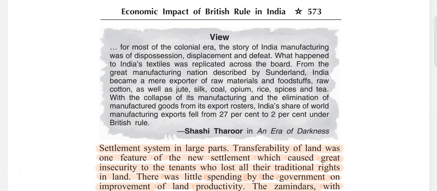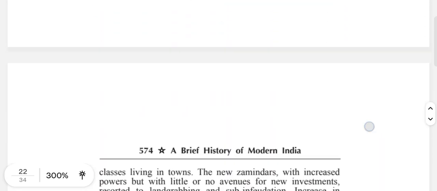What happened to India's textiles was replicated across the board. From the great manufacturing nation described by Sunderland, India became a mere exporter of raw materials and foodstuffs: raw cotton, as well as jute, silk, coal, opium, rice, spices, and tea. With the collapse of its manufacturing and the elimination of manufactured goods from its export rosters, India's share of world manufacturing exports fell from 27% to 2% under British rule. Shashi Tharoor, An Era of Darkness.